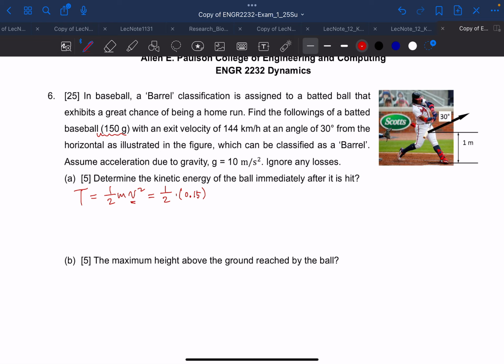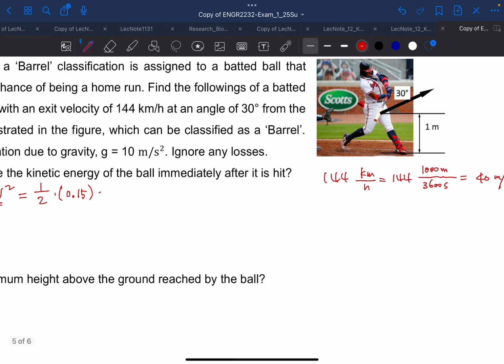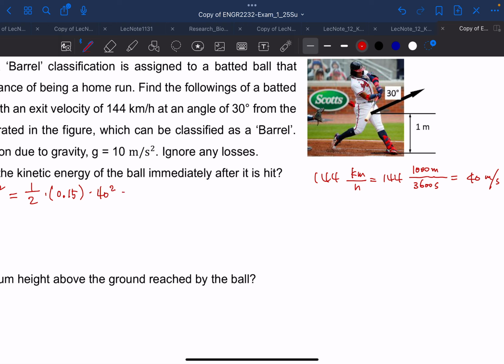And the velocity has to be in meter per second, so we need to convert this into meter per second. So this is 144 kilometer per hour, which is 144 times 1,000 meter, per hour is 3,600 second, right? So if my math was correct, it should be something like 40 meter per second. So we're going to provide 40 meter per second, squared, in there. And if you do the math, it should give us like 120 joules.